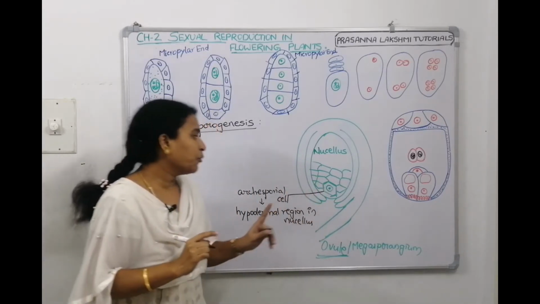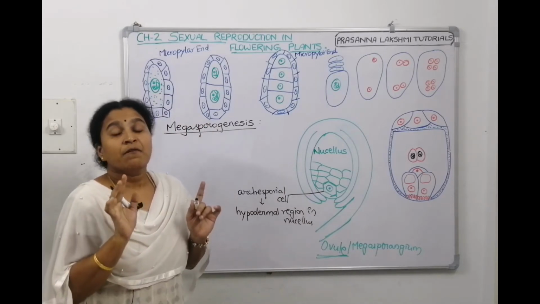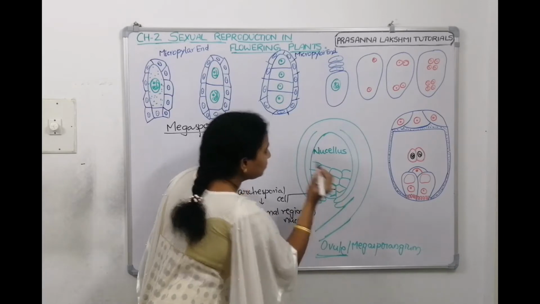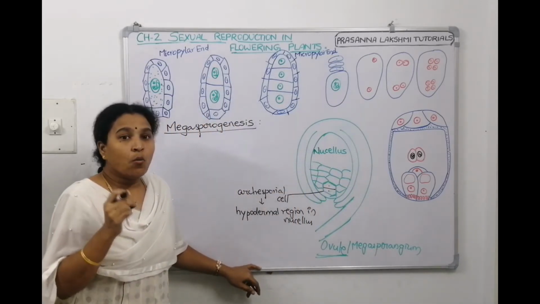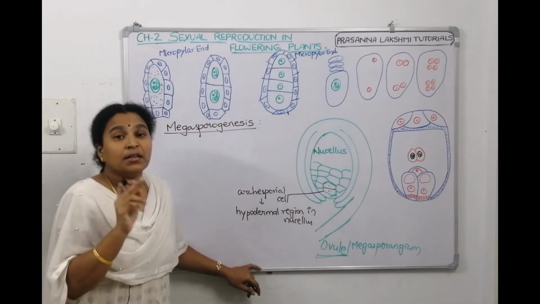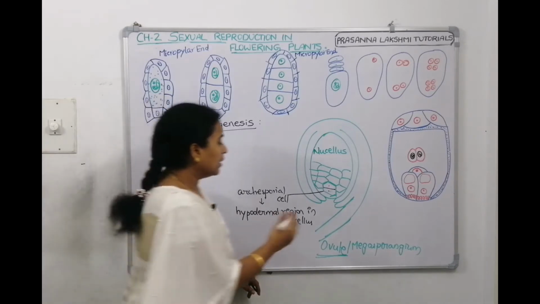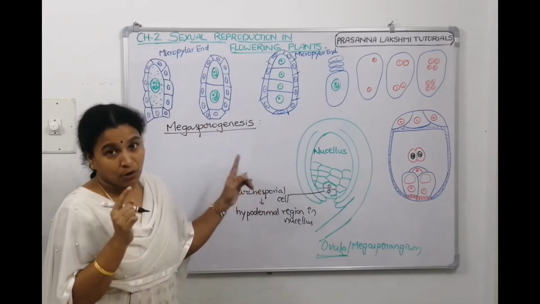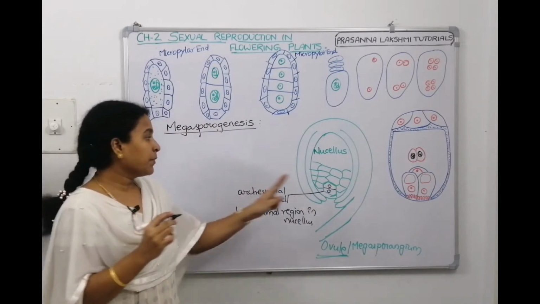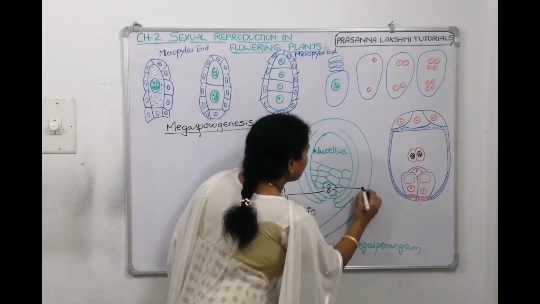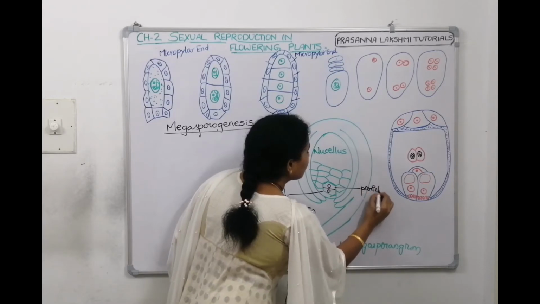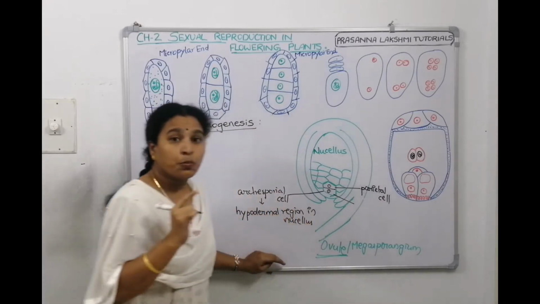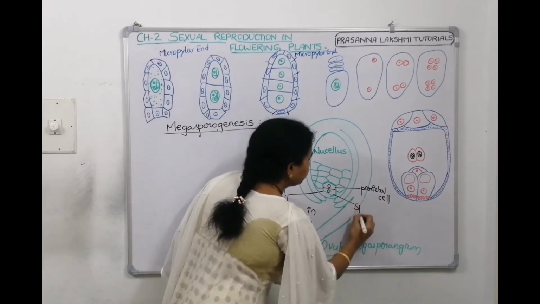Now, this archesporial cell starts division. When it starts division, it divides and makes two cells. One cell is called parietal cell. The other cell is called sporogenous cell. The archesporial cell underwent mitotic division to make two cells. One cell, I am showing this, is called the parietal cell, and the other cell is called the sporogenous cell.